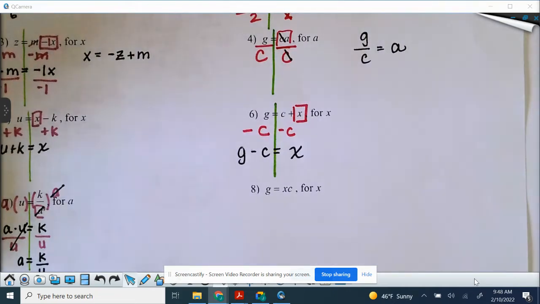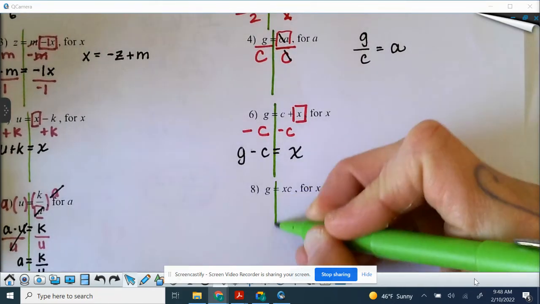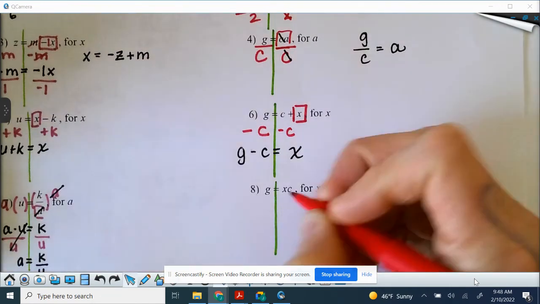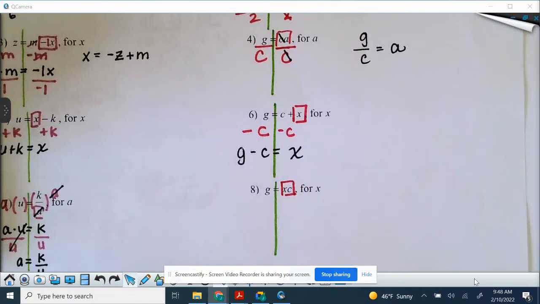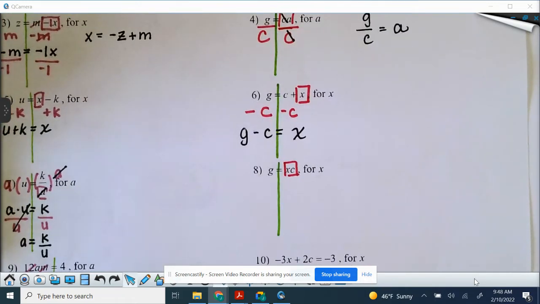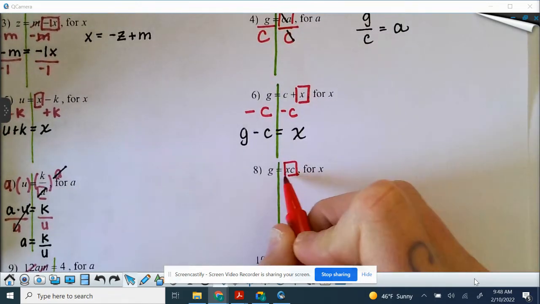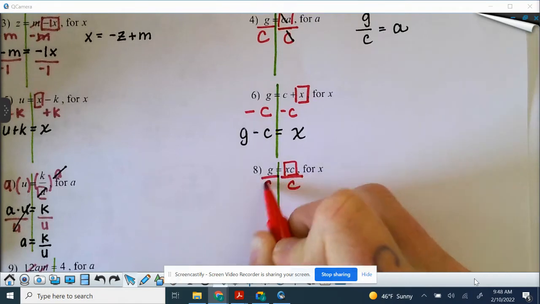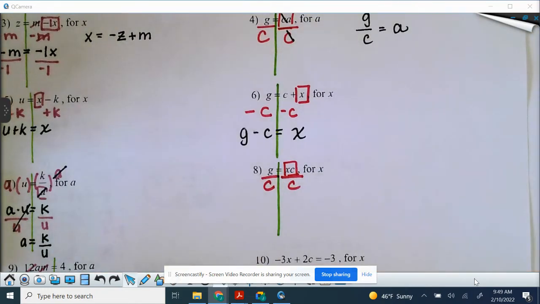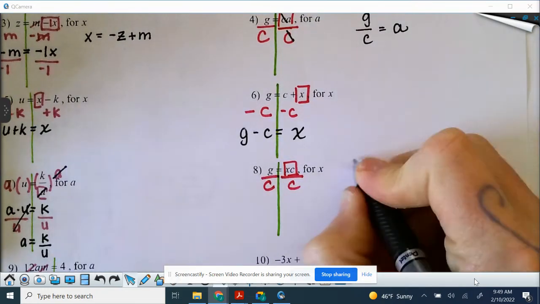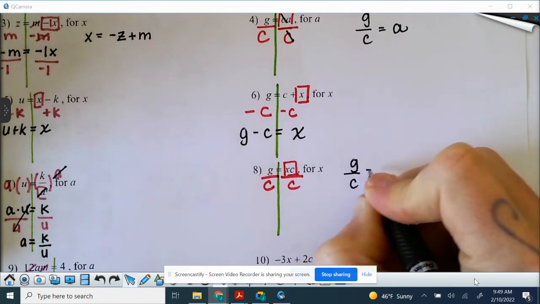So looking at number 8, again, your line of great divide. We're solving for X. It's attached to C, and it's attached to C by multiplication. So this is basically just like number 4, but different letters. So we're going to divide both sides by C because that's multiplication. Rewrite it just as is equals X.